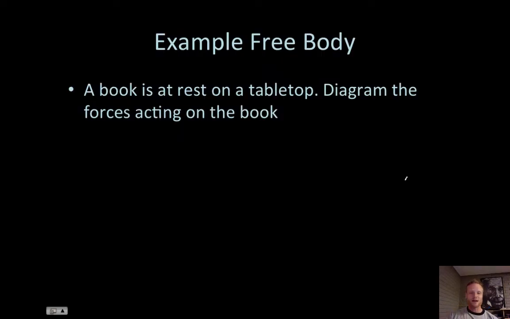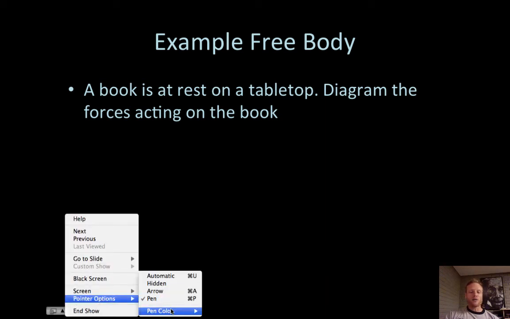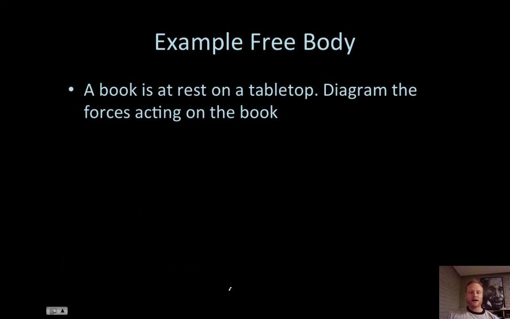So let's do some example problems of free body diagrams and see if you can identify what forces are acting upon these examples. So it says a book is at rest on a tabletop. Diagram the forces acting upon the book. Okay, that should be simple enough. So I'm going to draw a box. Okay, the box is the book. Okay, if the book's sitting on a tabletop, what forces are acting upon the book?